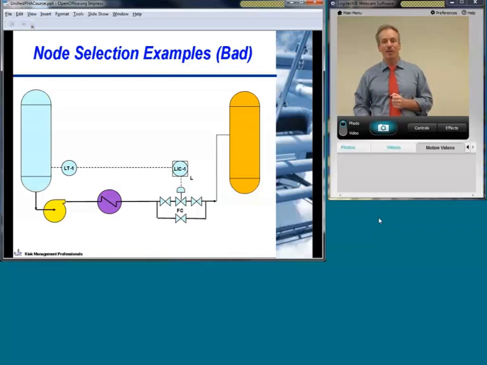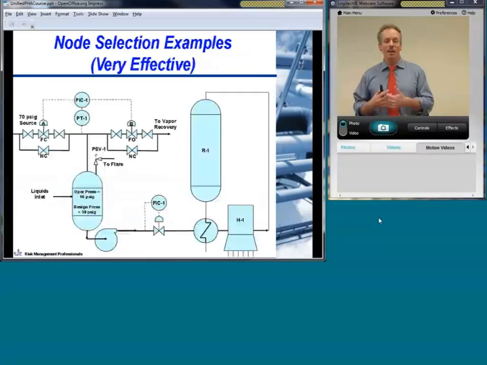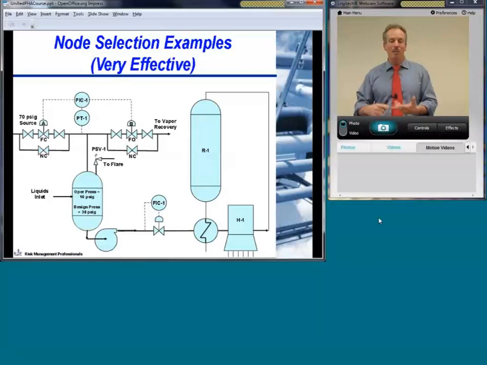A very effective example that is a little bit off the wall, and you get a little bit of pushback as a facilitator, but you just have to tell the team to bear with you and try it out, is something like you see here. In a situation like this, where you've got liquids coming in, a feed vessel, pump, flow, and then flow control going through an economizer exchanger, through a heater, and then into a reactor, and then back to the economizer, these are things that we found.